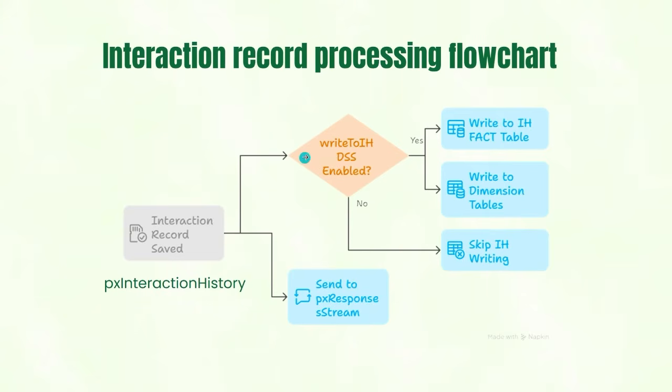Secondly, it will check whether the write to IH DSS is enabled or not. If it is enabled, then it will write the data to the IH fact table, and also it will write data to dimension tables. We will understand what these fact tables and dimension tables are. If the DSS is not enabled, then it will skip the IH writing to the database table only. So as you can see over here, whether this DSS is enabled or not, the data will be sent to PX responses stream, and this PX responses stream is responsible for writing the data to file repository.